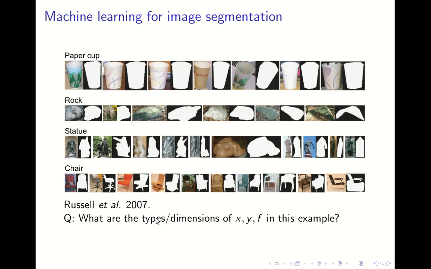So the question here is, what are the types and dimensions of X, Y, and f in this example? I'll let you think about that for a second. You can maybe pause.